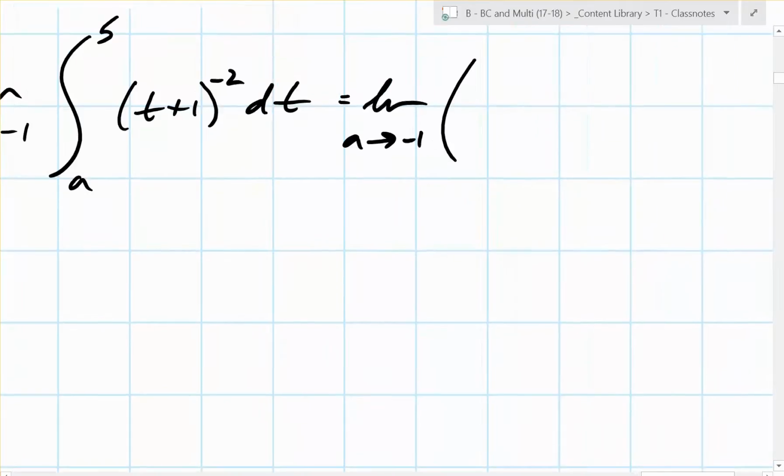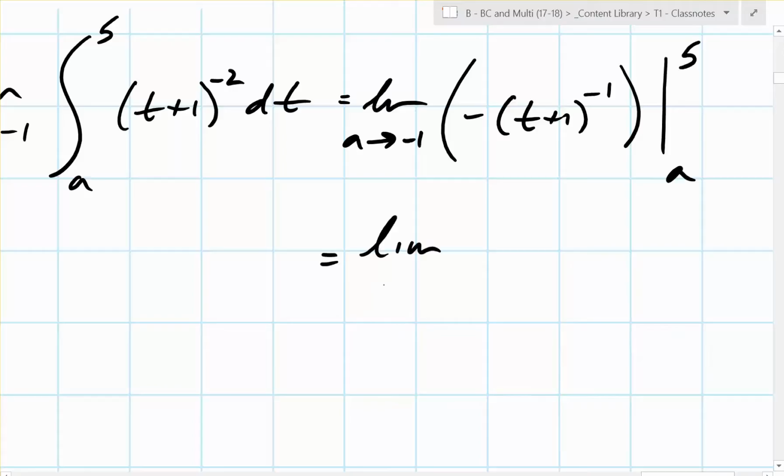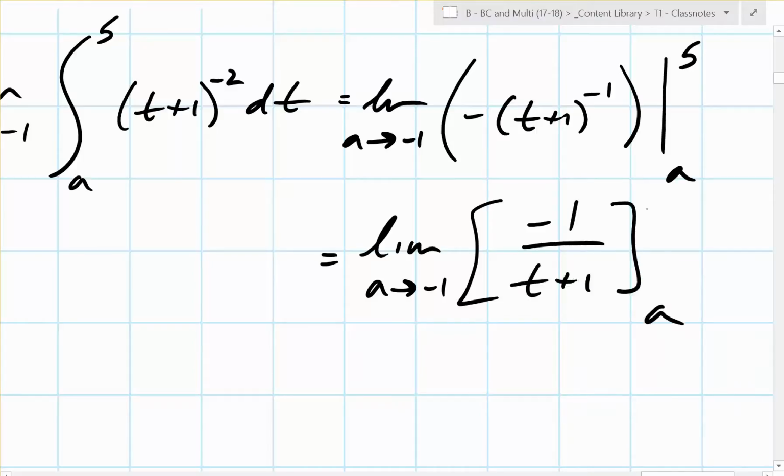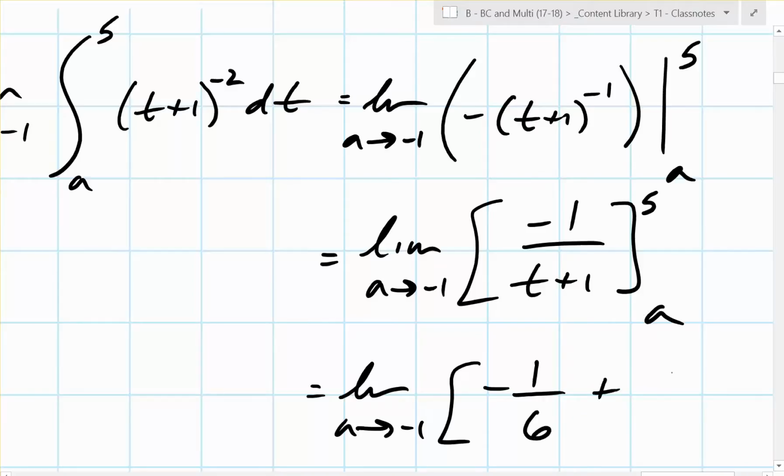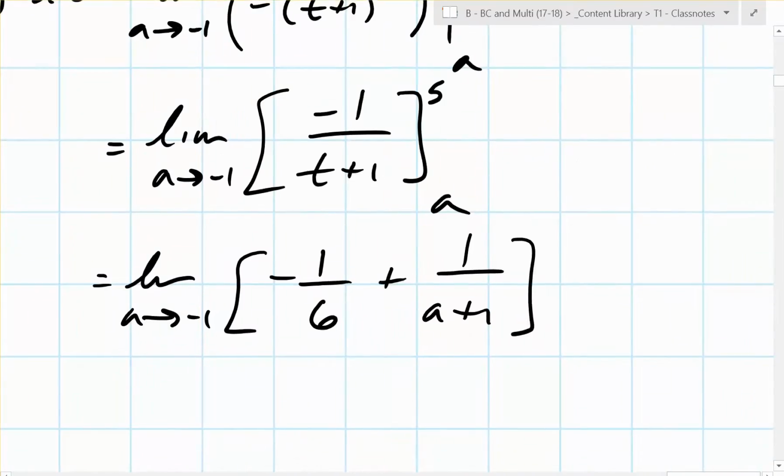What's the integral of that? Negative (t plus 1) to the negative 1, like this. And it's from a to what? 5. So it's the limit as a goes to negative 1 of negative 1 over t plus 1 from a to 5. So that's the limit as a goes to negative 1 of negative 1 over 6 plus 1 over a plus 1. Is that correct? Are we good so far?